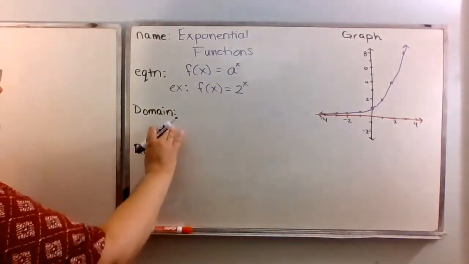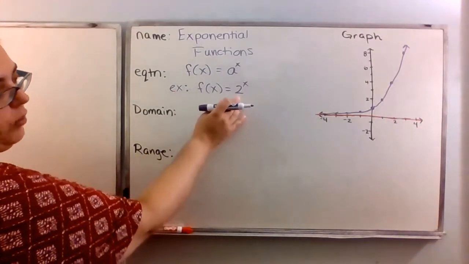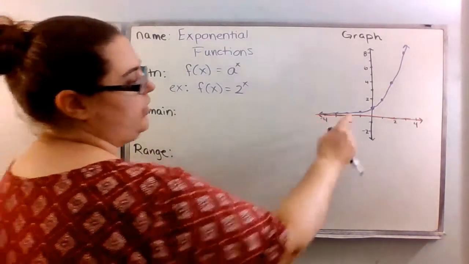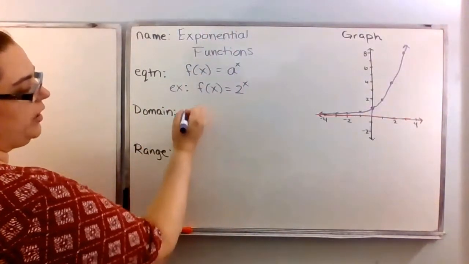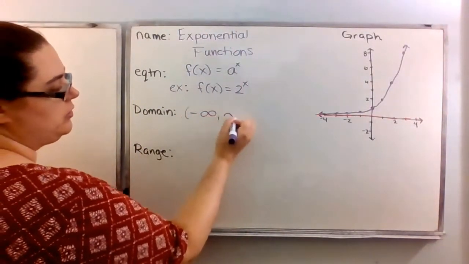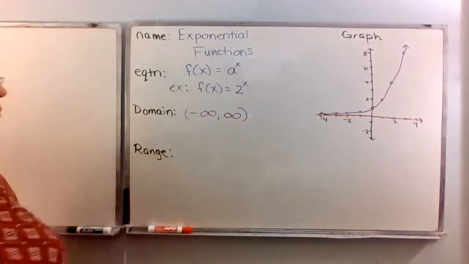When I look at the domain, I can raise 2 to any power I want. That's why we have arrows that point to the left and arrows that point over to the right. So our domain is all real numbers.